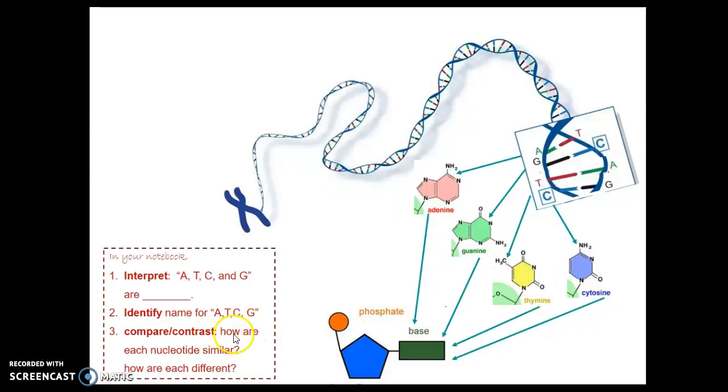Then it says compare and contrast. How are each nucleotide similar? So as you look at the structure of the bases, each base, what do they have in common? So look at each molecular structure and write one thing that they have in common, and then look at each nucleotide structure and identify what is different between adenine, guanine, thymine, and cytosine. What makes them not the same nucleotide? How are these bases different from one another? And that's your contrast, showing how one thing is different.